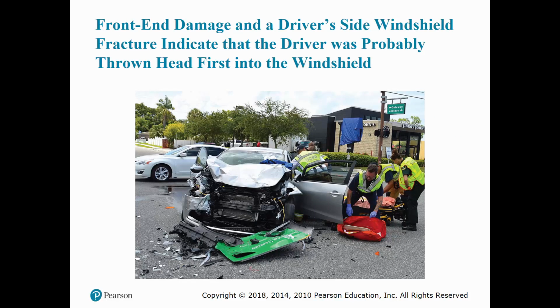Evidence such as front end damage with a driver's side windshield fracture should create a high index of suspicion that the patient was propelled forward in the crash and struck his head on the windshield. This would likely have caused the head and neck to bend forward during the forward movement and then bend backward and hyperextend during the rearward motion. Both motions are significant mechanisms of injury that may not be suspected if the damage to the vehicle were not observed.